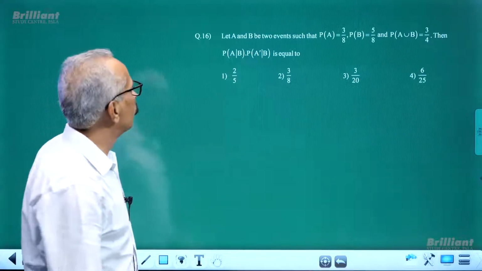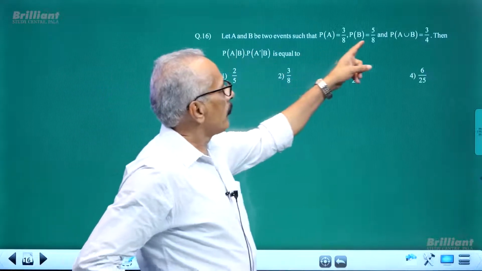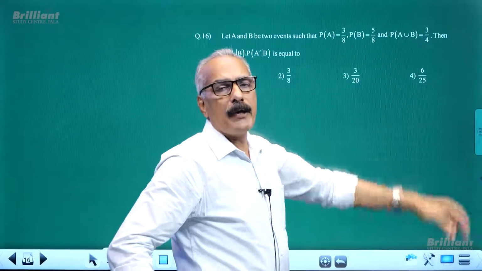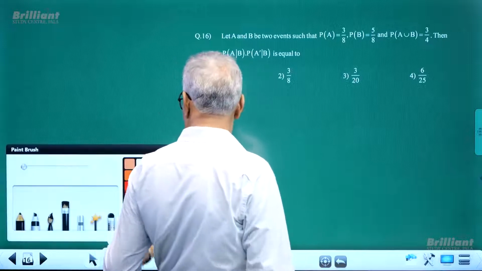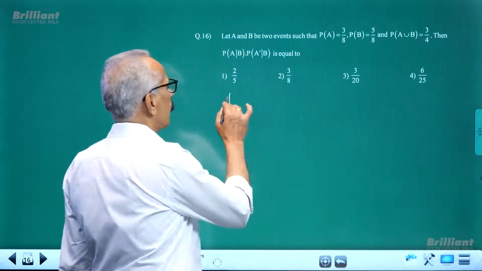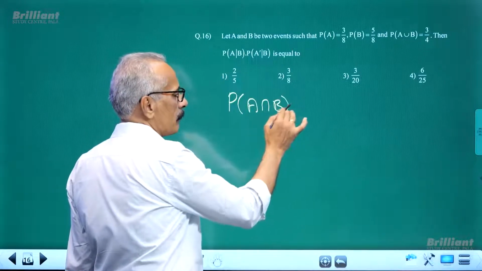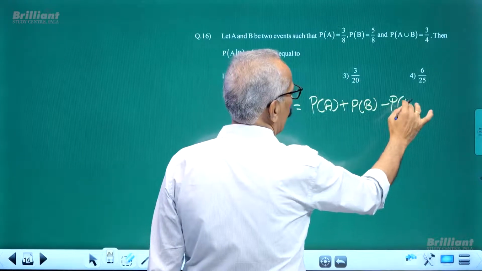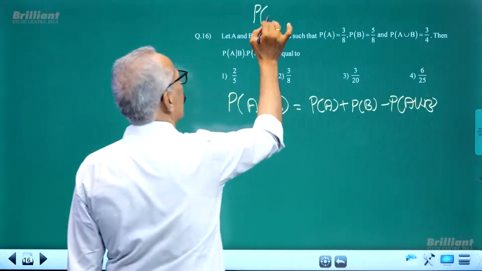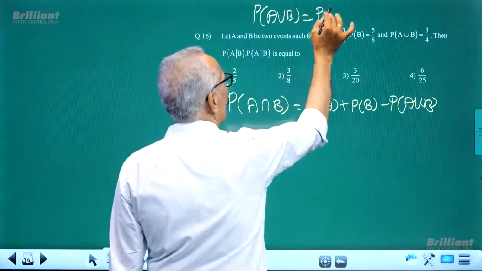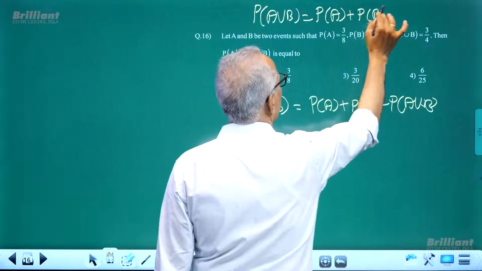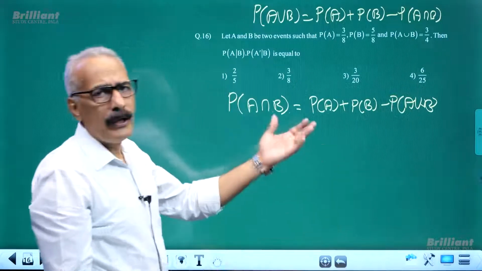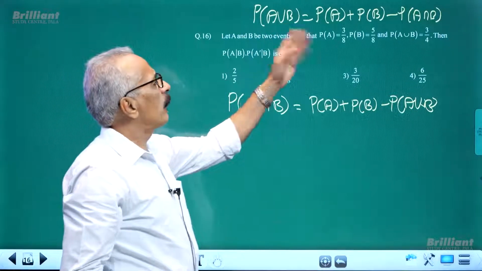All right. We'll see. A and B are two events. P A, P B, P A union B are given, then probability of A given B. Immediately you should find out P A intersection B. What's the formula? P A intersection B will be equal to P A plus P B minus P A union B. How come? Because probability of A union B equals probability of A plus probability of B minus probability of A intersection B. You can use Venn-Euler diagram also, but it is called the direct formula.